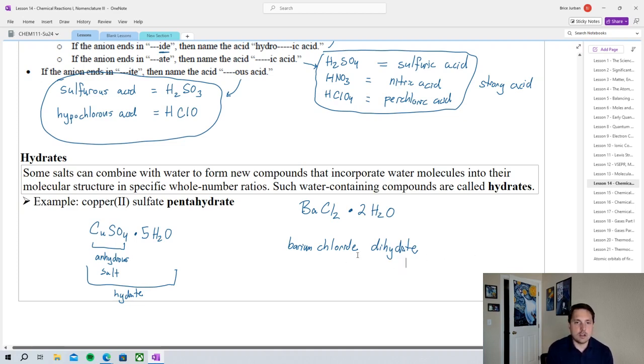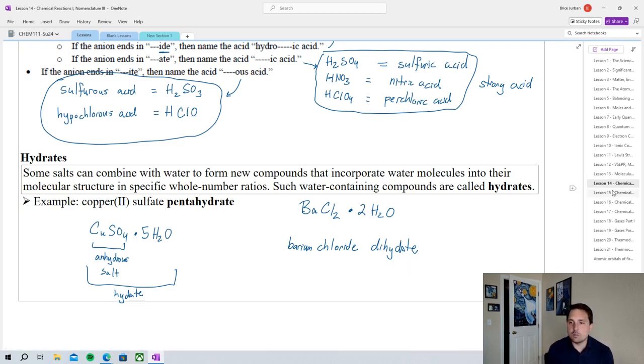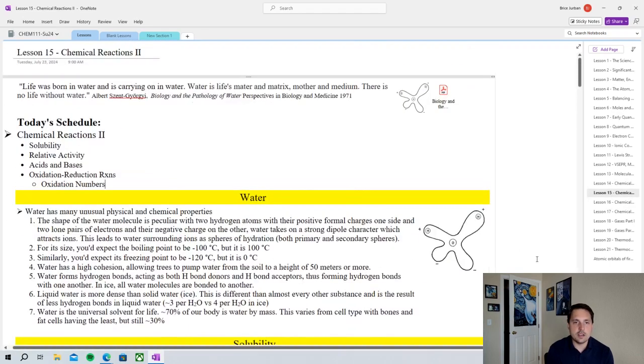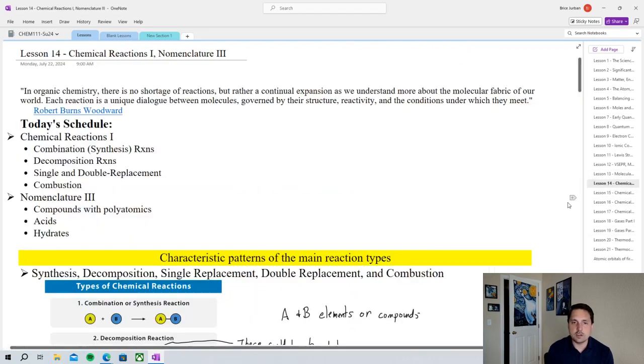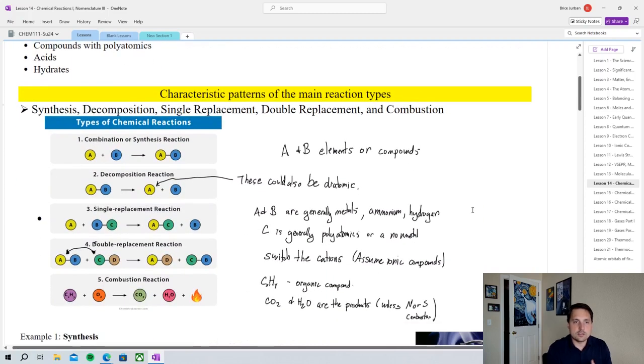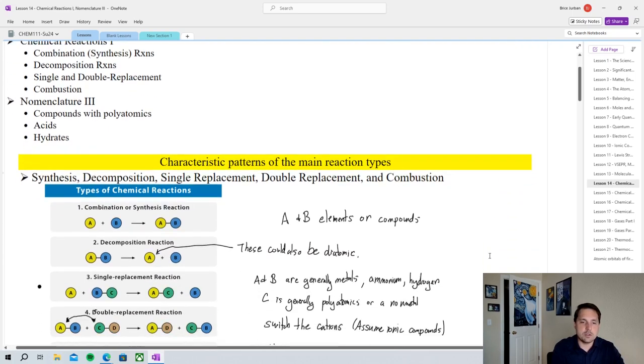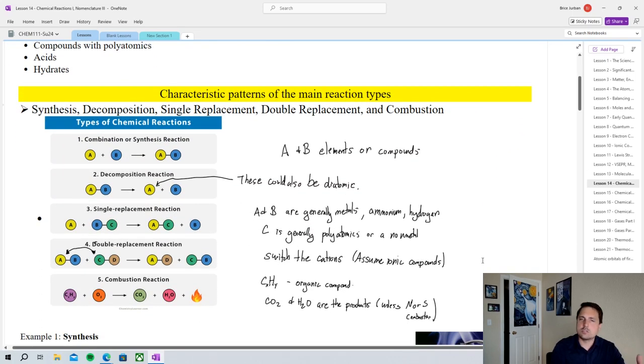So there you have it. There's going to be some problems like this for you to practice on this week's homework. And then in the next lesson, we're going to go into talking more about the reactivity and solubility of these different chemical reactions. This is all chapter 10 in your textbook, and I recommend reading through this chapter. It's a hard one to get through. There's a lot of different examples, but it's also very interesting. So I hope you enjoy it. And you guys take care, and I'll talk to you in the next lesson.